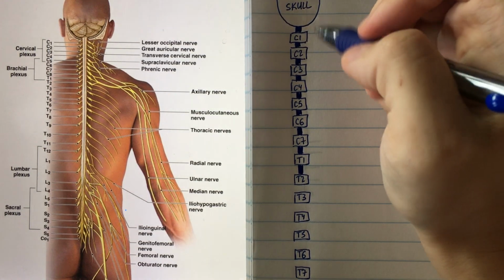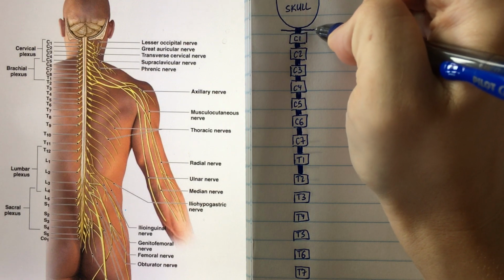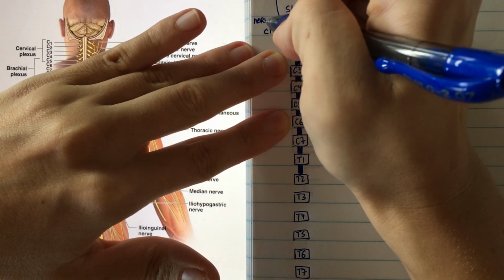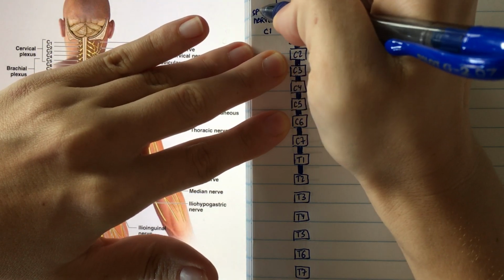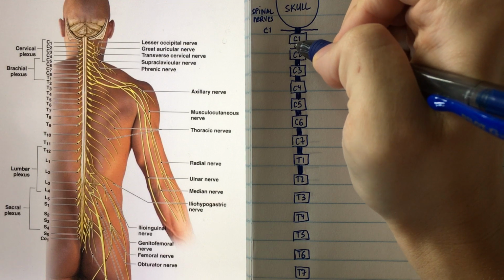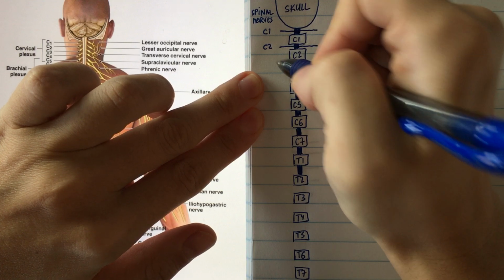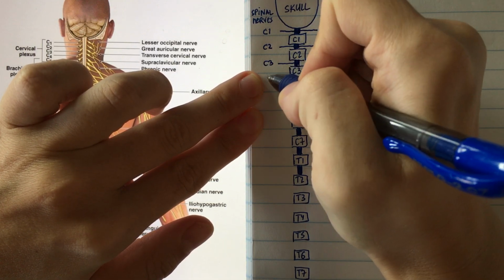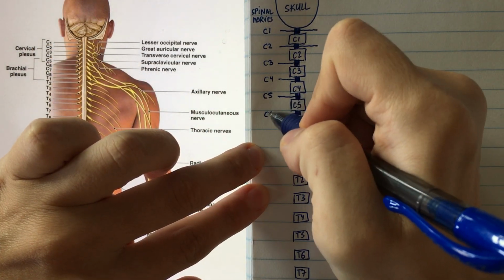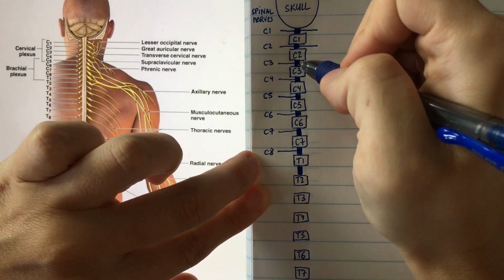So let's start with C1. The first pair of nerves will come between the skull and C1, on each side. And this is going to be called C1 spinal nerves. So this is going to be our nerves of the spinal cord. They're going to be called spinal nerves. So C1. The C2 will exit between C1 and C2. Then there's going to be C3, C4, C5, C6, C7, and finally C8, and of course on both sides.